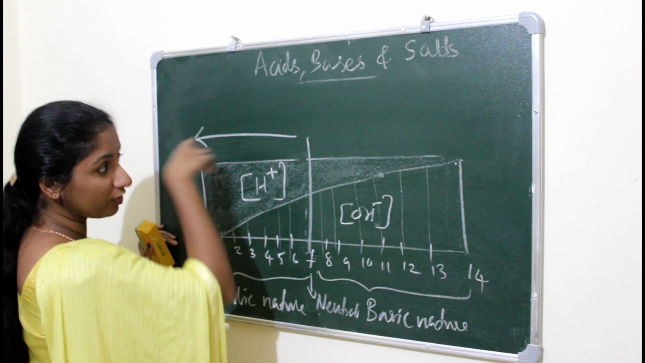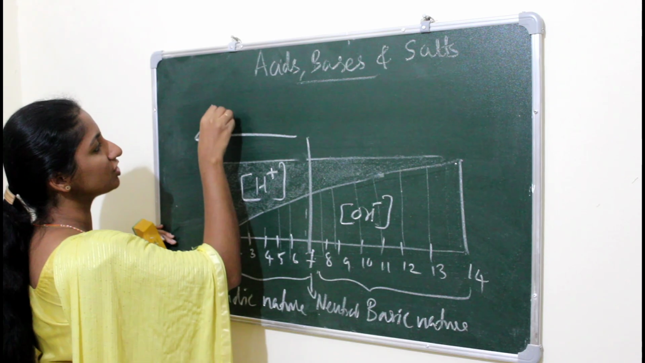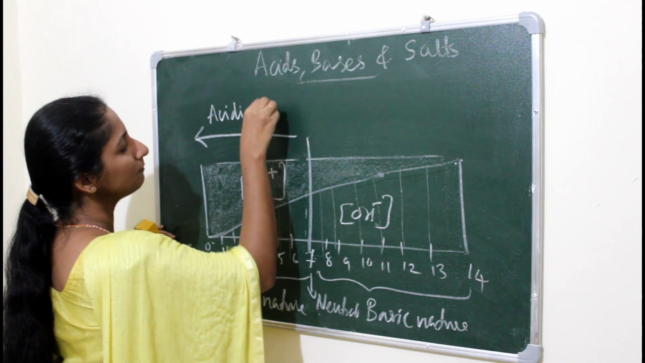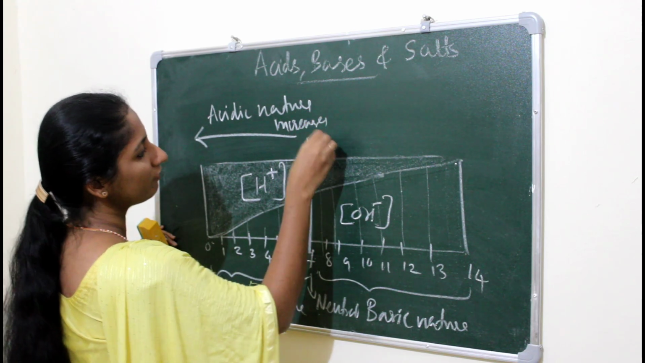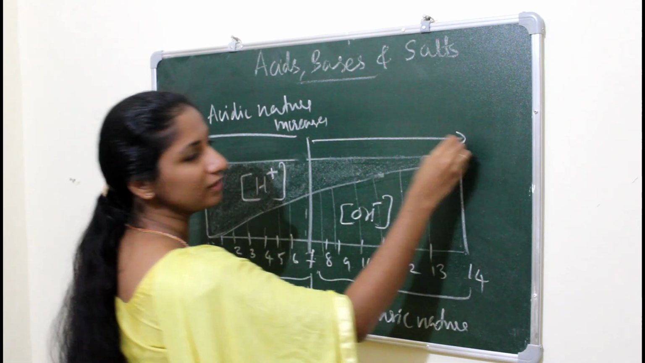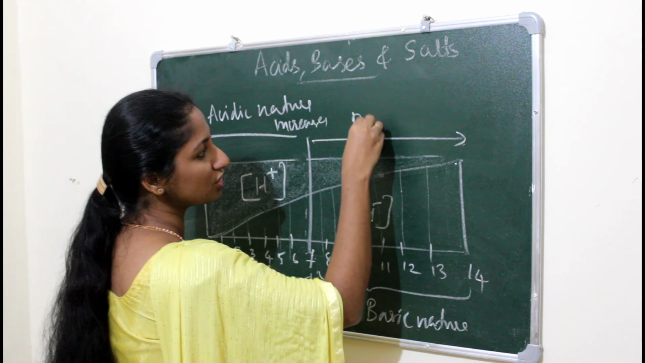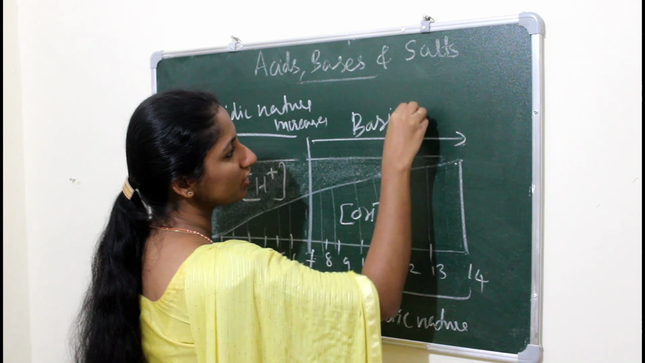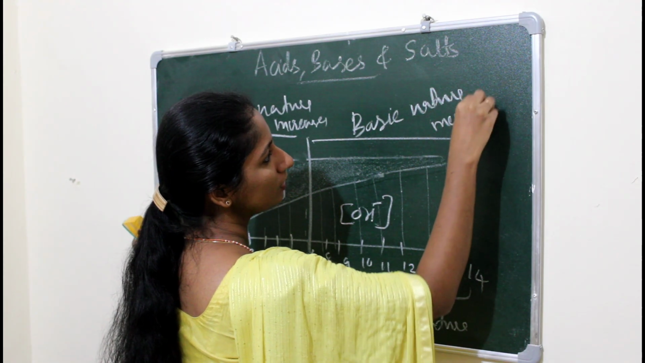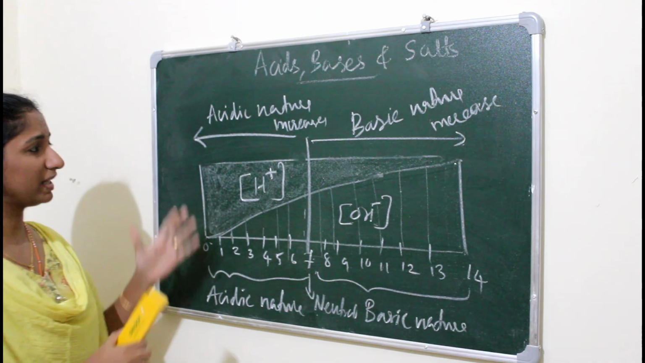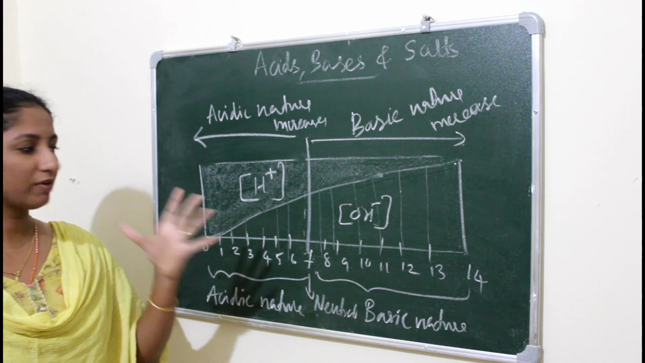Okay, so when we are moving from 7 to 0, acidic nature increases. When we are moving from 7 to 14, basic nature will increase. Okay, so we will apply this pH scale in everyday life.